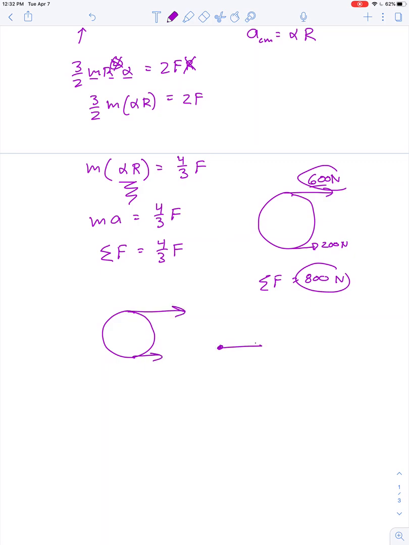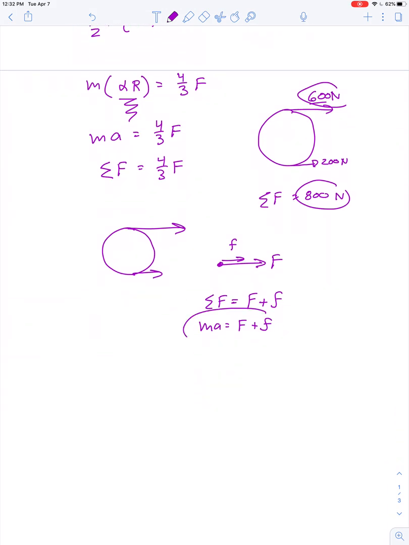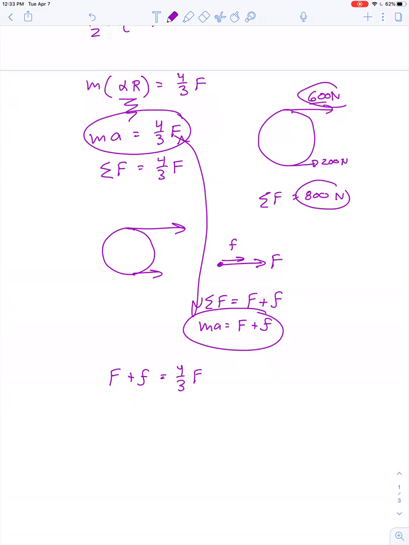So if it does, then we have a free body diagram that just says two forces pulling forward, applied force plus friction force, provide for our net force. So the net force is the applied force plus friction. So ma equals applied force plus friction. So if I equate these two, if the applied force plus the friction force has to equal 4/3 of the applied force, then that must mean the friction force is 1/3 of the applied force.